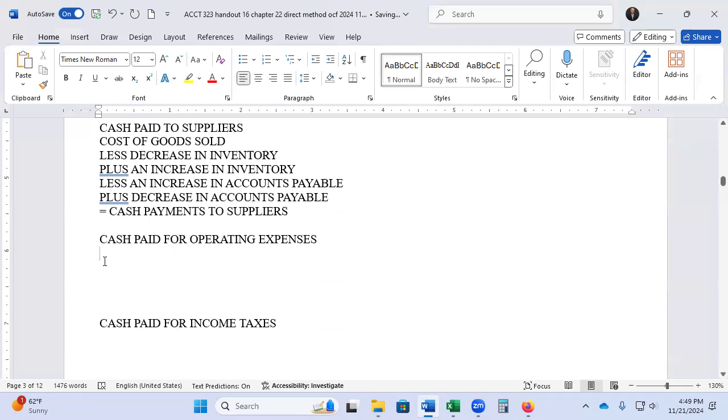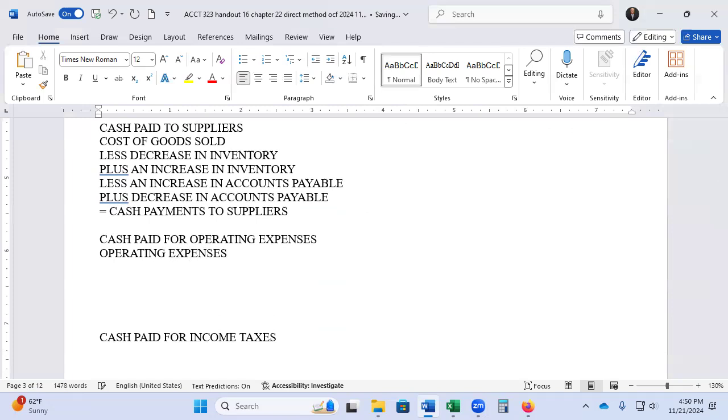So now we've got cash paid for operating expenses. So we have operating expenses that we're starting with, plus an increase in prepaid expenses.